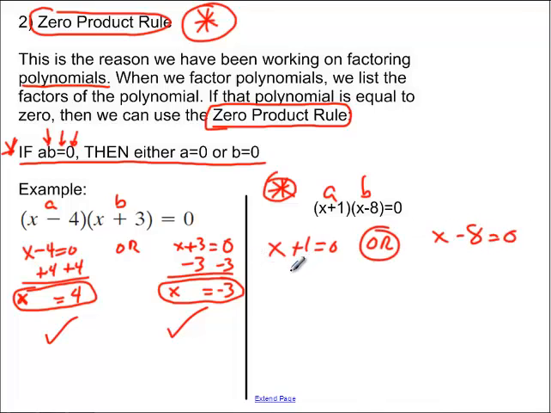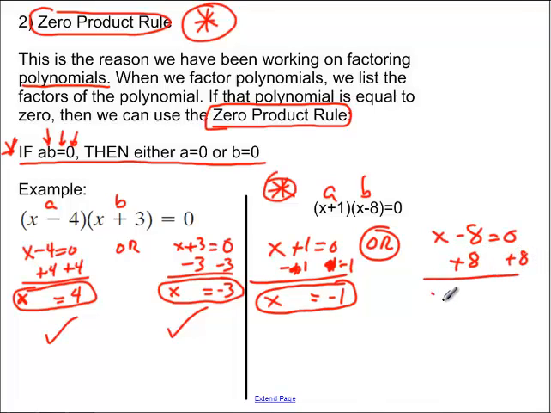Solve the mini equations by subtracting 1 here, and we get x equals negative 1. And over here we add 8, and we add 8. X equals 8 is our solution over here.